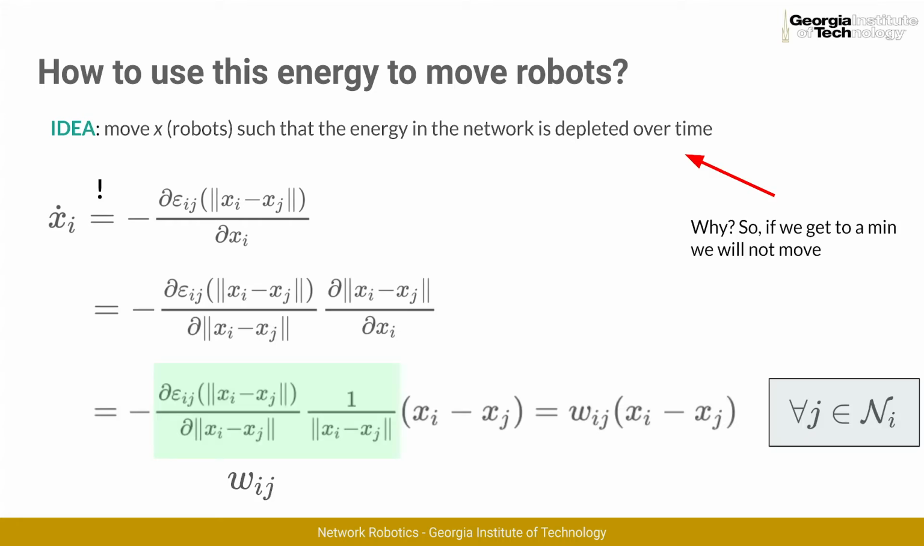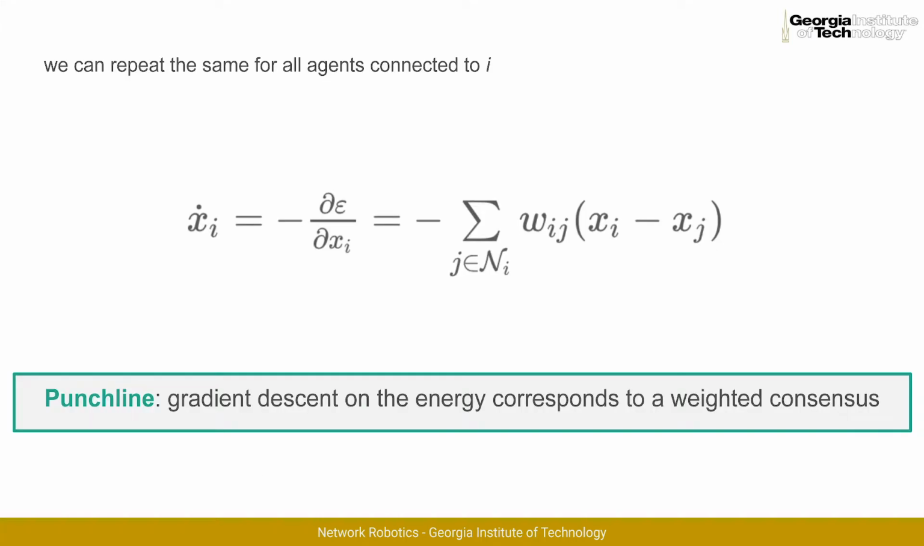Then, by expanding this partial derivative, we note that we can write the velocity of robot I as a scalar times the difference between the robot's positions themselves. Interestingly, this scalar is exactly what we called an edge weight at the beginning of this episode. In conclusion, if we repeat the same procedure for all edges robot I is connected to, we obtain the node-level weighted consensus equation, which corresponds to the gradient descent, our partial derivatives, on the energies of the graph. Pretty cool, right?